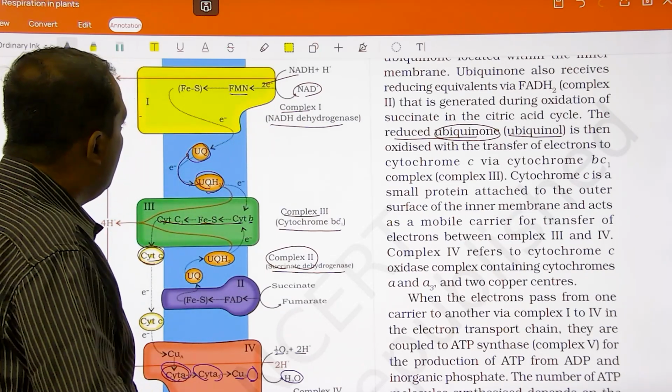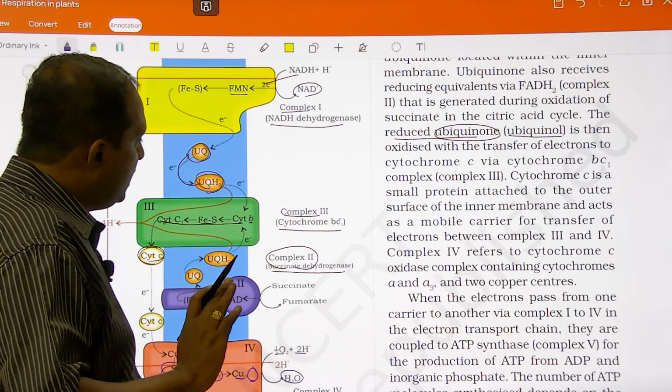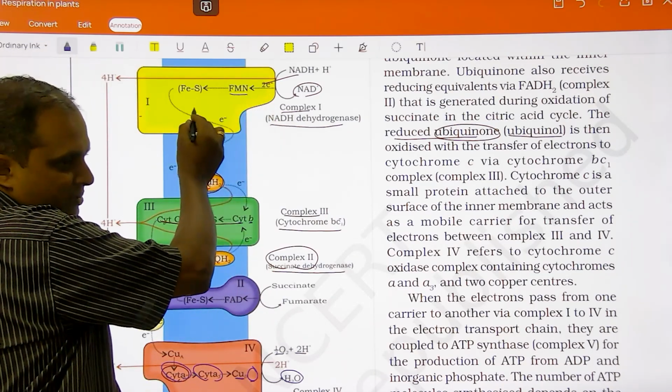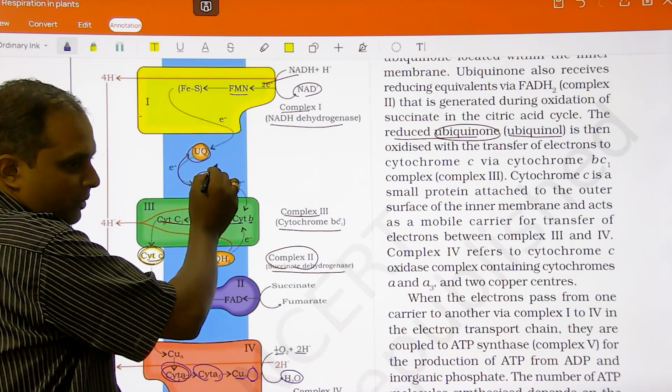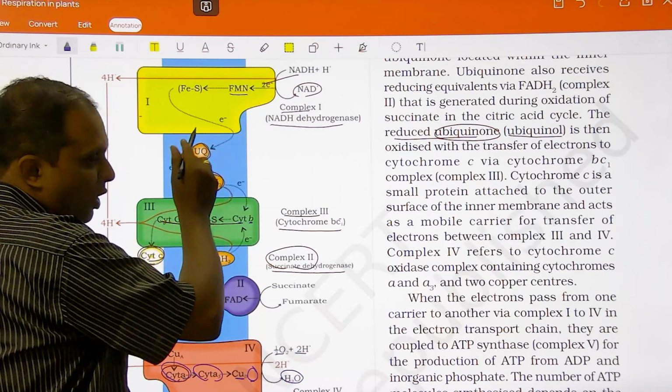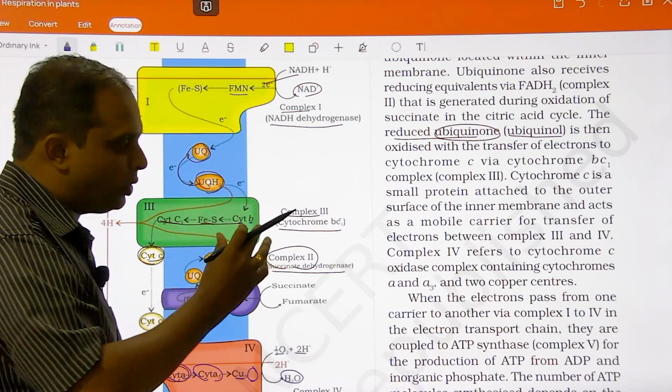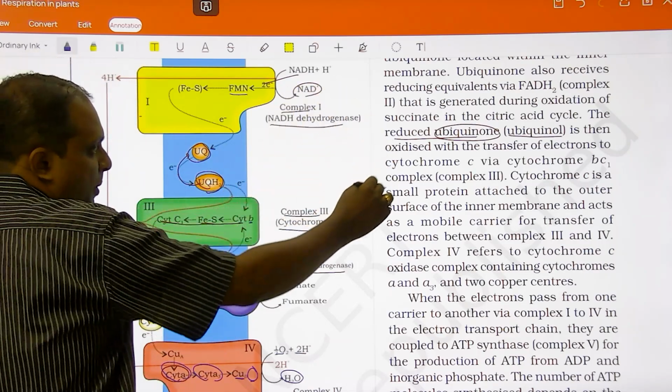Now a simple thing: electron transport across complex, leave about the individual molecule. Electron transport across complex is going to pump protons. Okay, proton. What is this region of mitochondria referred to as?